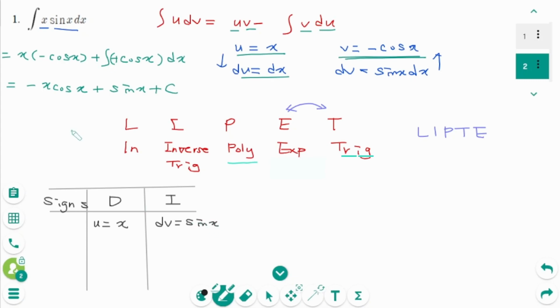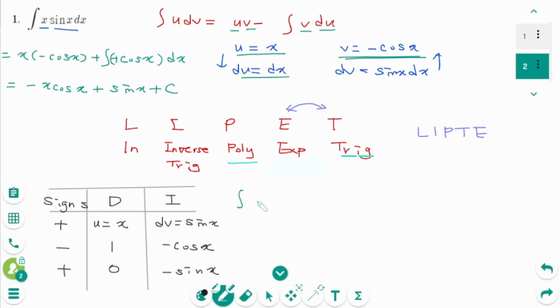In the second column, differentiate the u part until you obtain 0 as a derivative. Then x' is 1, 1' is 0. In the third column, the dv part is sine x. We continue the integration. The integral of sine x is minus cosine x. Then integrating again, minus sine x. The signs alternate: plus, minus, plus.